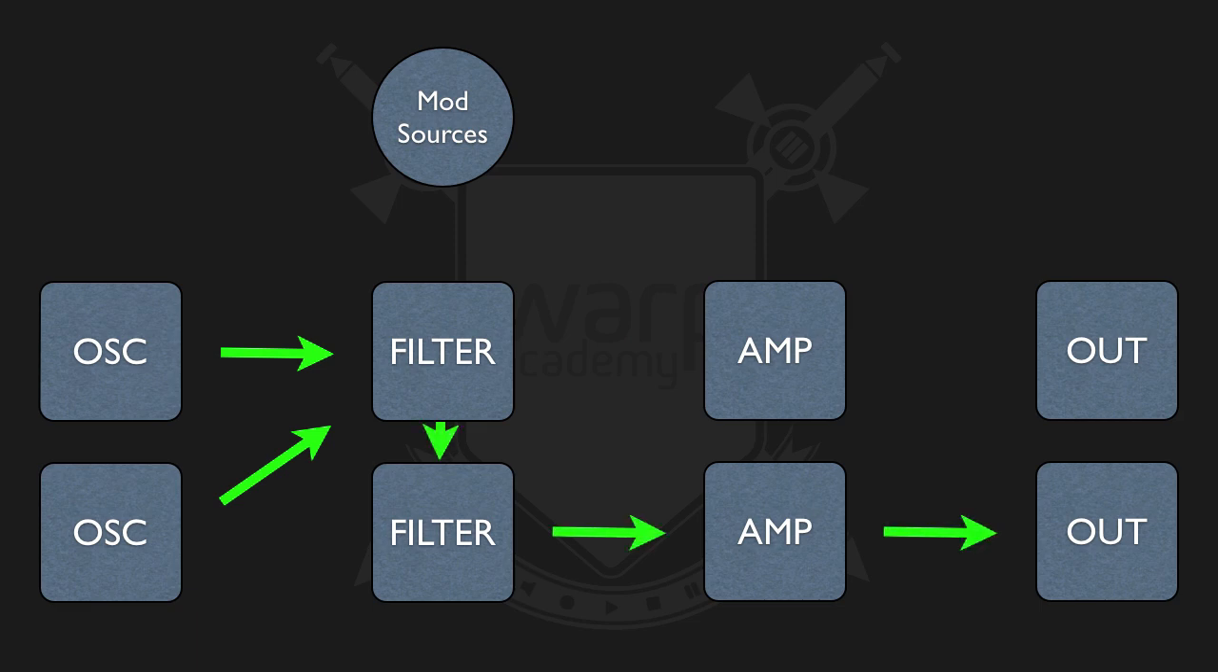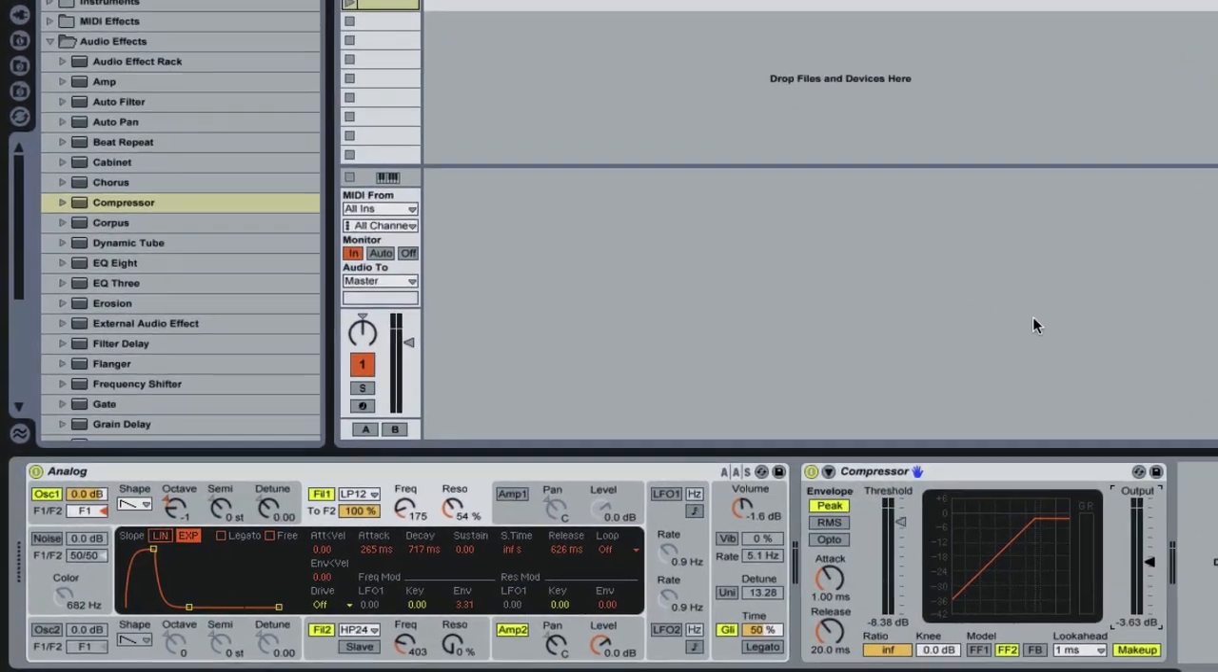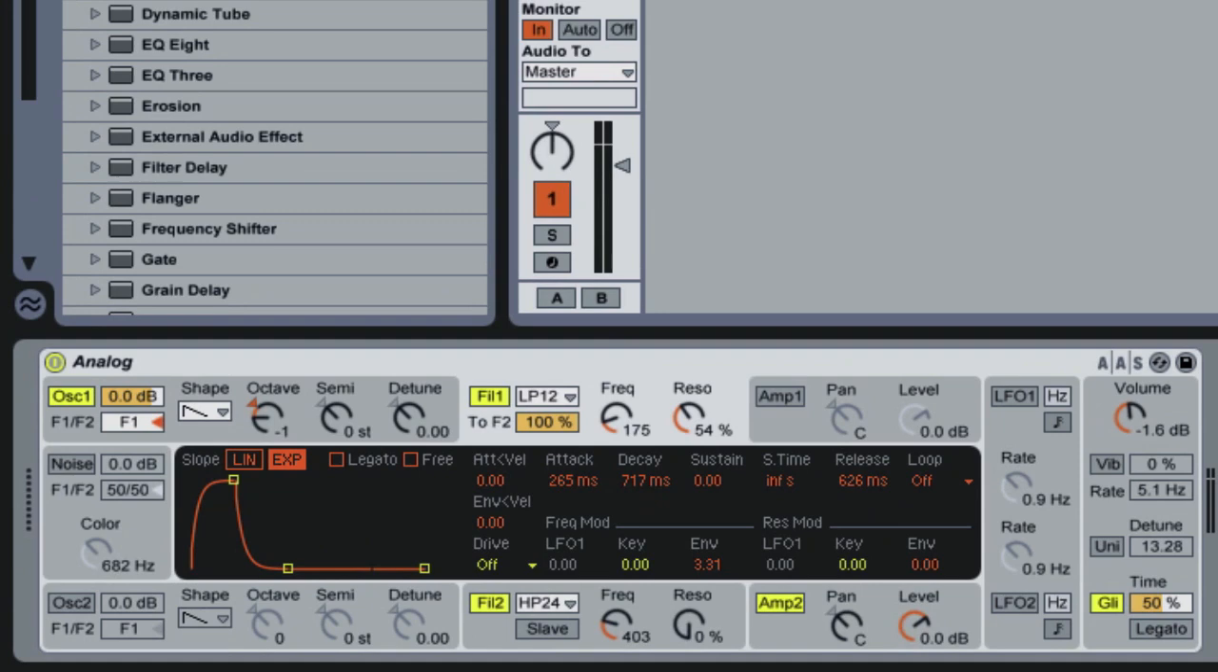This means that although filter 1 is affecting the signal coming from the oscillators, filter 2 is not affecting the oscillator's output. It's actually affecting the output of filter 1, which is what's passed on to the synth's output. In this arrangement in Ableton's Analog, we have the filters operating in series, with an oscillator going to filter 1 and its output being sent 100% to filter 2.